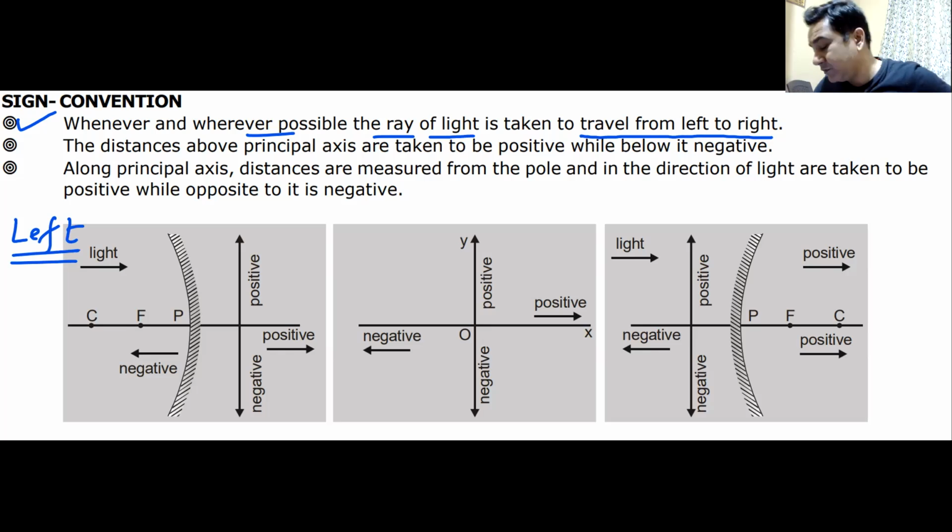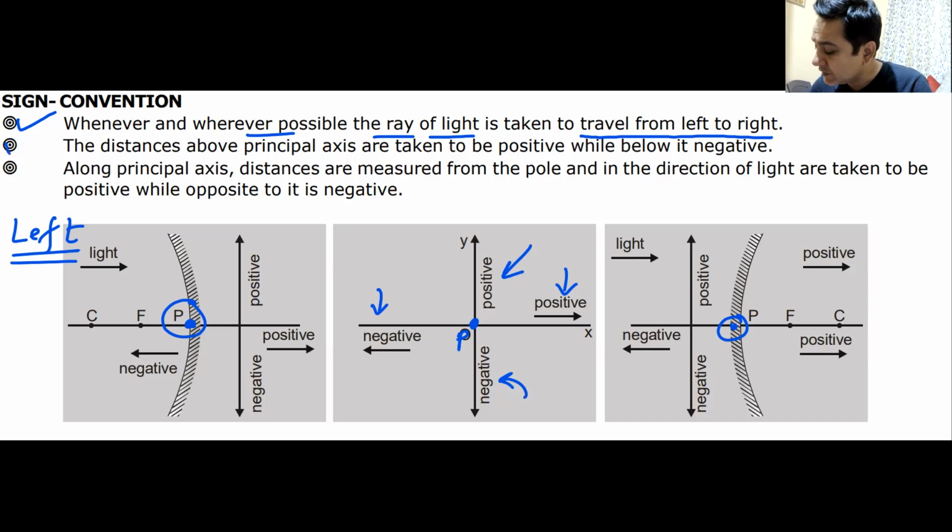Yes, sir. Now, since this is a sign convention, we have an origin. This origin is normally the pole P of the mirror. Now, if I take the pole P of the mirror here, instead of O, I'll call it P. Then I have the positive x-axis, then the negative x-axis, the positive y-axis, then the negative y-axis. Do we understand this? Yes, sir. And that is our sign convention.